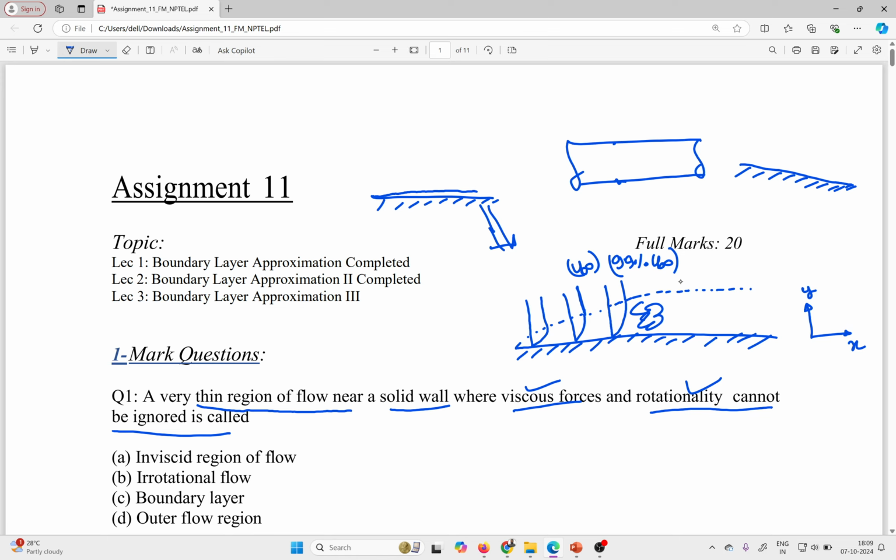Inside the boundary layer we cannot ignore them, but outside the boundary layer we can ignore the viscous force, because it is related to the Reynolds number or the viscous force. I'll tell later. Next question.